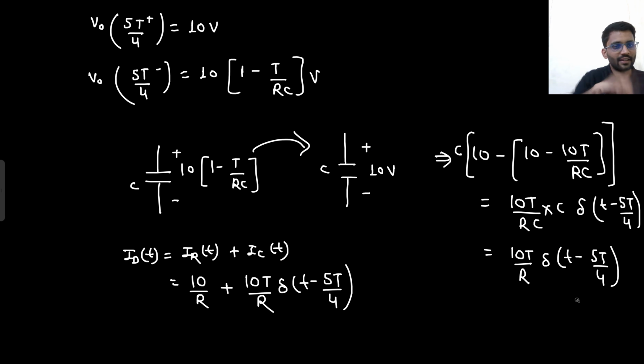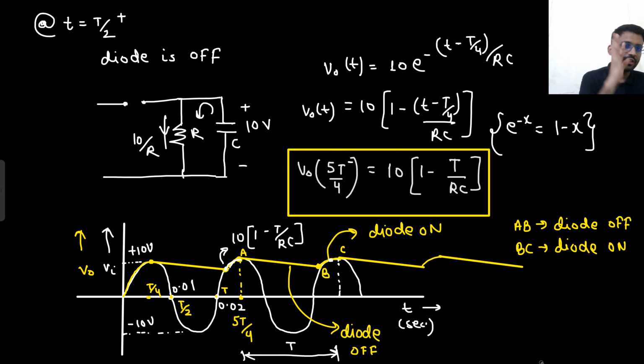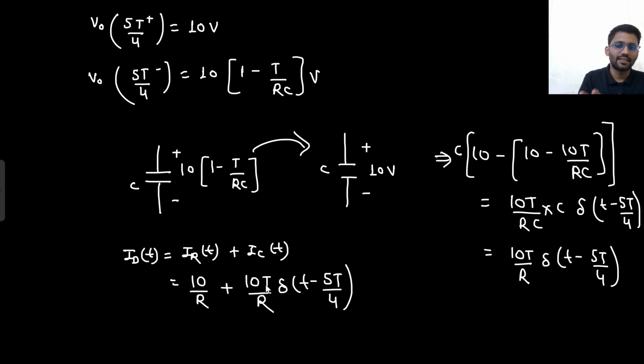From there we can find the capacitor current. The resistor current is almost constant because the output is almost constant at 10 volt. This voltage is nearly equal to 9.99 volt only, so your output is almost constant at 10 volts. So the resistor current would be 10 by R. This is the resistor current, 10 by R.